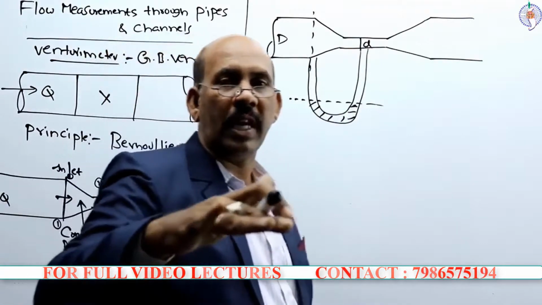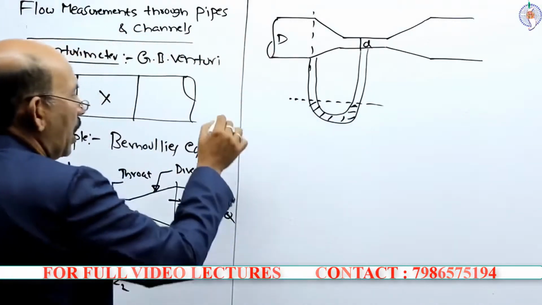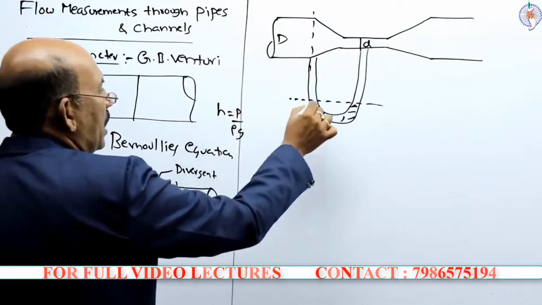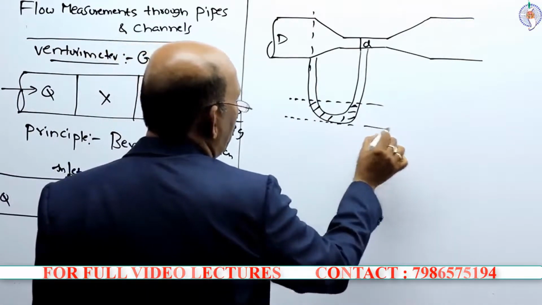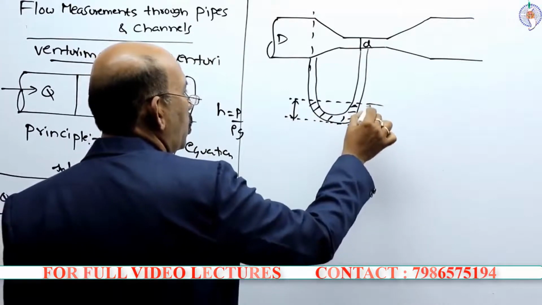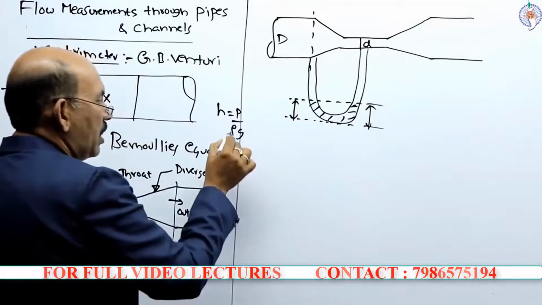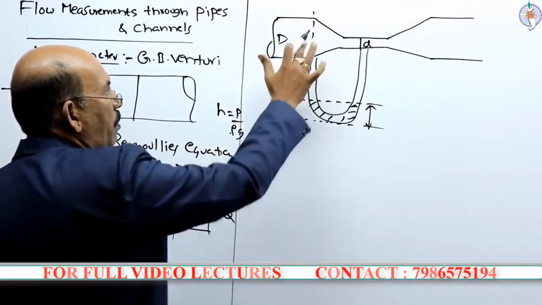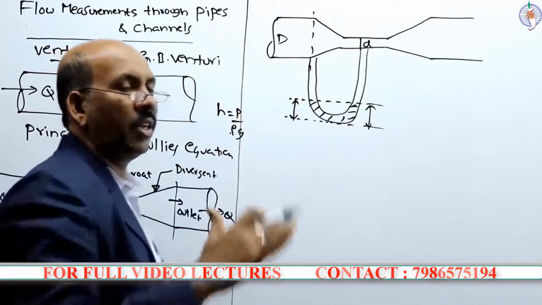So before it connects to the pipe, as per the pressure formula, H is equal to P by rho G. So the pressure head here and here are the same, because the liquid density is the same, G is the same, P is the same. So before it connects to this pipe, the manometric level is horizontal.